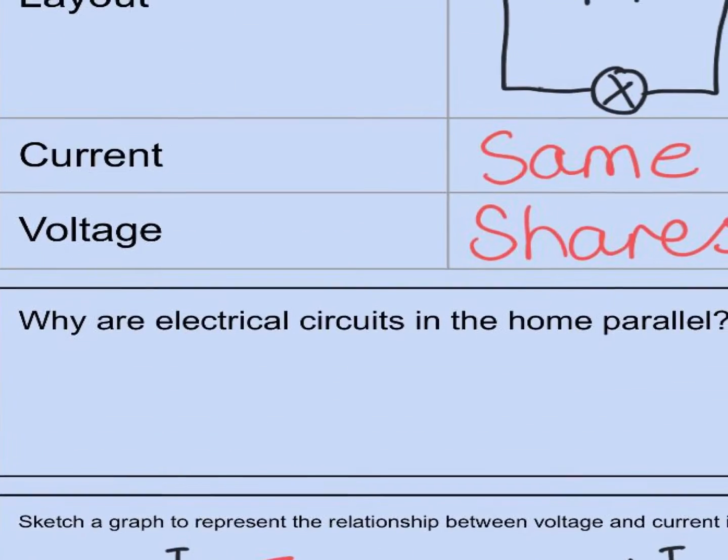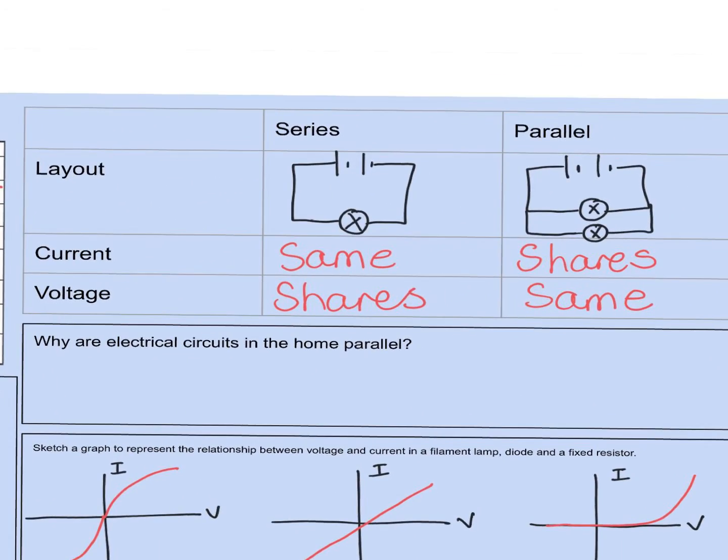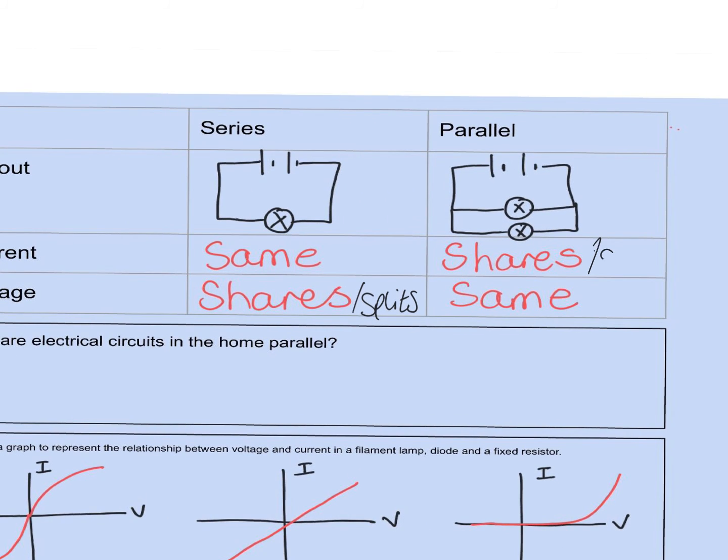The next little bit then is looking at the layout. So a series circuit looks like this, so all the current flows in one direction. Parallel then is when it splits. So current in a series circuit stays the same, whereas the voltage is split. I guess split is a better word to use than shares. Current then is split in a parallel circuit, and the voltage stays the same.